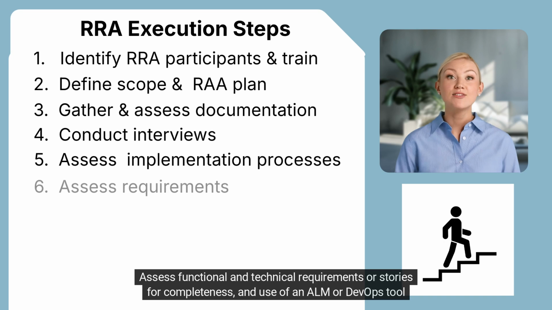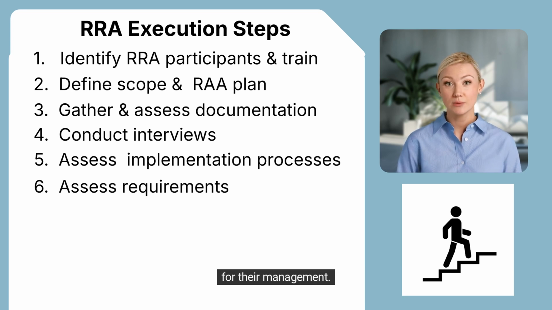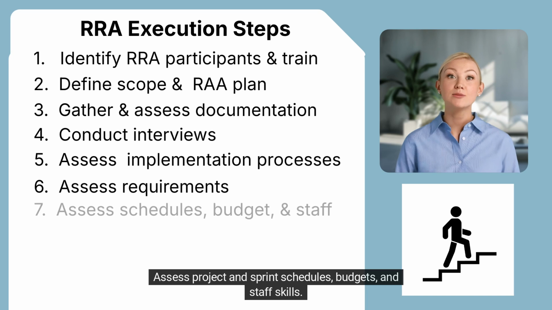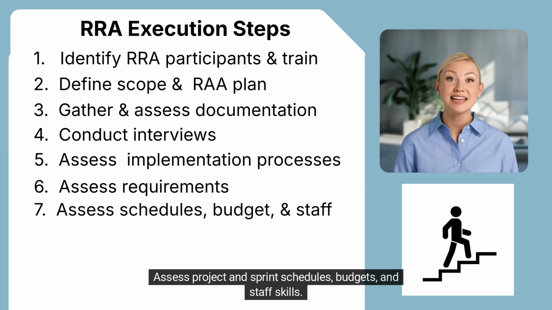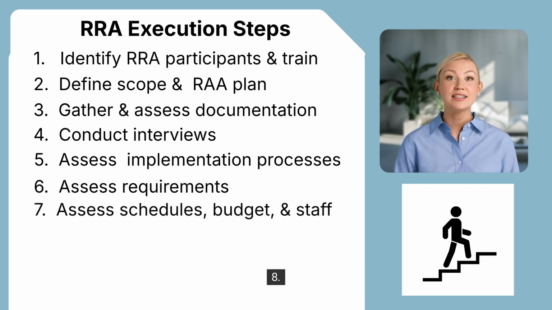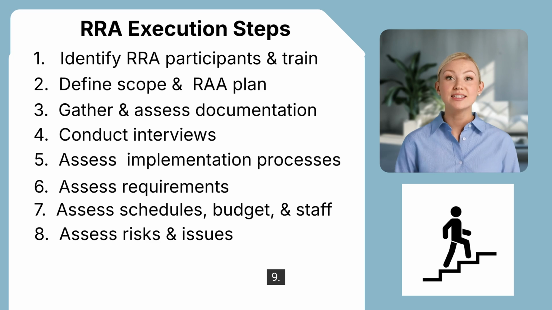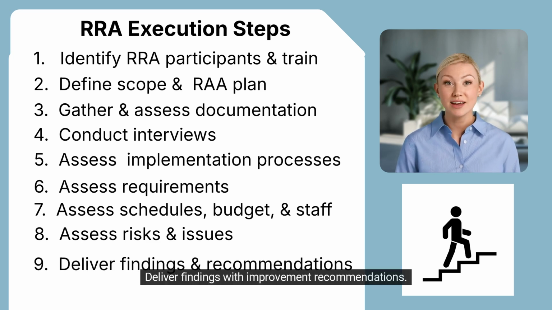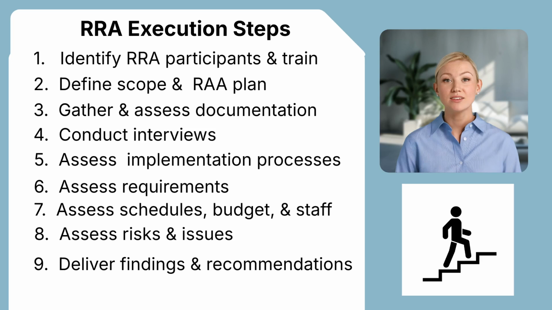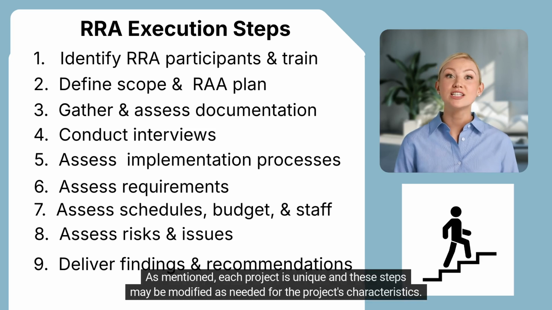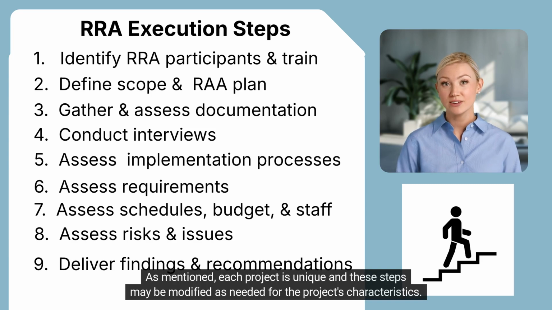6. Assess functional and technical requirements or stories for completeness and use of an ALM or DevOps tool for their management. 7. Assess project and sprint schedules, budgets, and staff skills. 8. Assess risk management processes, risks, and issues. 9. Deliver findings with improvement recommendations. As mentioned, each project is unique, and these steps may be modified as needed for the project's characteristics.